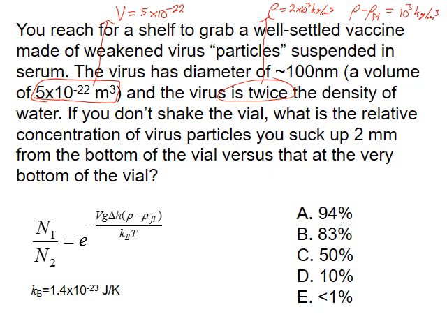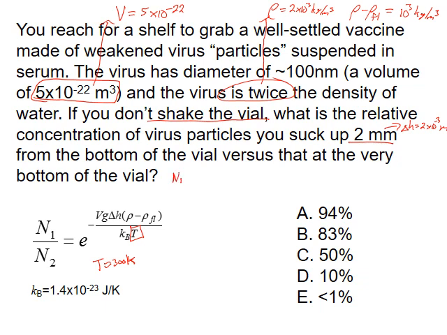If you don't shake the vial, what's the relative concentration? If we don't shake it, that just means that we're talking about the equilibrium distribution. So Perrin's experiment: what's the relative concentration of virus particles you suck up 2 millimeters from the bottom? So the change in height is 2 times 10 to the minus 3 meters. And they don't tell us the temperature, but we can assume room temperature or approximately 300 Kelvin for this sort of calculation. So then all we have to do is start plugging in values.